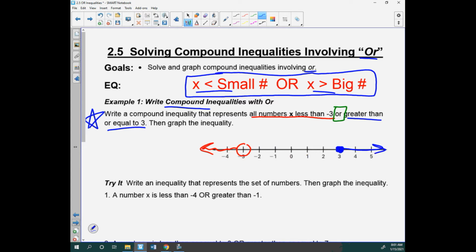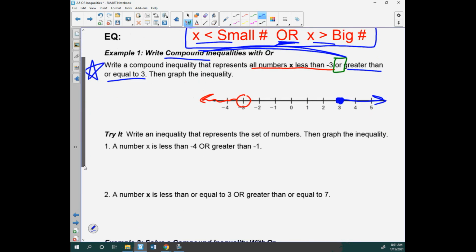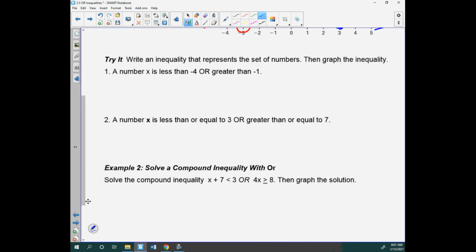Now, do you notice how they're heading in different directions? 100% of the time, OR graphs will head in different directions. One's heading to the left, one's heading to the right. You just have to worry about the dots, filled or open, and then, of course, the number that it's attached to. Okay? So that's kind of our generic form. Also, again, smaller than the small number or bigger than the big number. So now we're going to write an inequality.